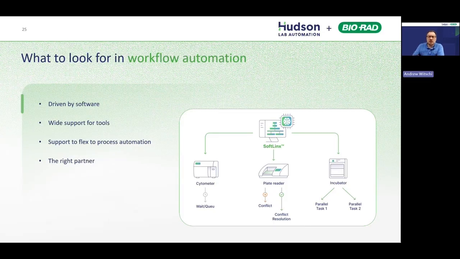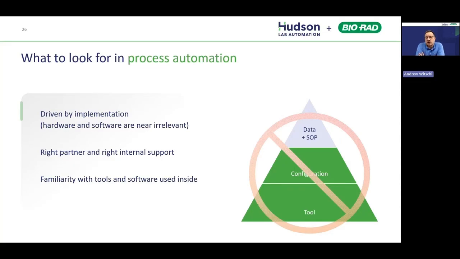And then when we look at process automation, I want you to focus first on the shape of the diagram on the right. This is a pyramid, which is tools, configuration and data, and SOP, or users, would be in that top tier. This is different than some of the depictions that we had earlier in the webinar, and that's intentional because this is wrong.